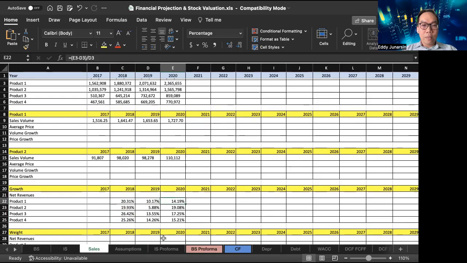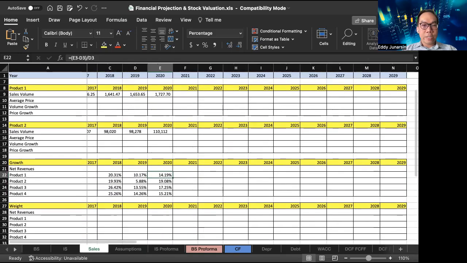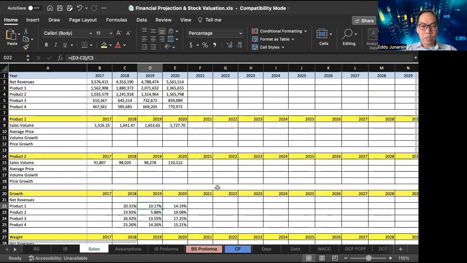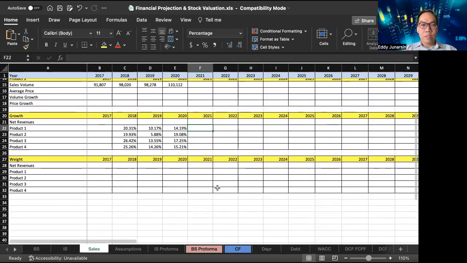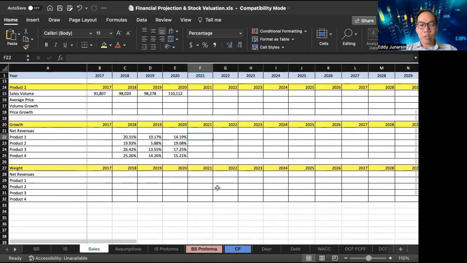Okay, so for the next 10 years, what would be the growth rate? This is an arbitrary decision. So you make your decision. If you want to use the averaging method, you could use, for example, the growth rate of the last period, like 14.19, or you could use the averaging.